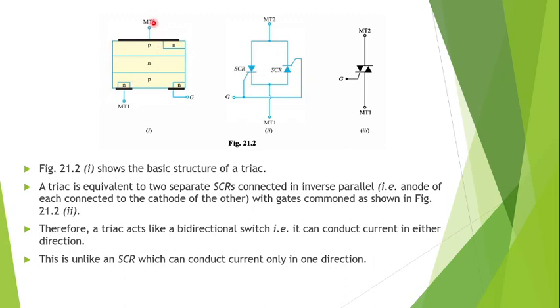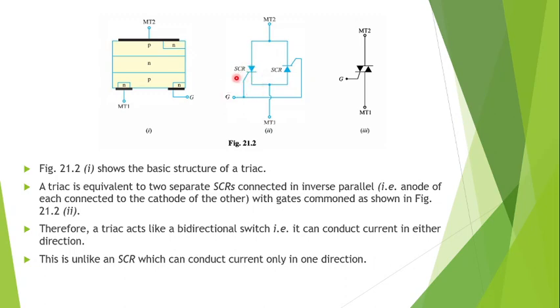So if you look at this structure, you could visualize this as two SCRs connected in inverse parallel. So this P, N, P, N could be thought of as one SCR, and N, P, N, P could be thought of as the other SCR which is in inverse parallel, and the gates are connected together. So this is the equivalent circuit where a triac is shown as two SCRs connected in inverse parallel with a common gate.